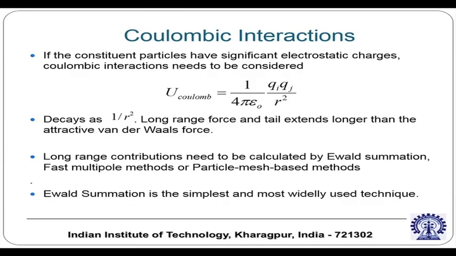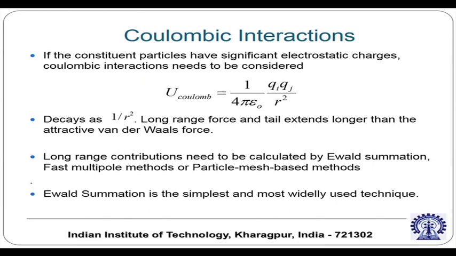Coulombic interactions. You have this kind of force Qi Qj by 4 pi epsilon naught r square. This is the force due to Coulombic interaction. It decays as 1 by r square, it is a long range force and its tail extends longer than the attractive van der Waals force. Long range contributions need to be calculated by a technique called Ewald summation.